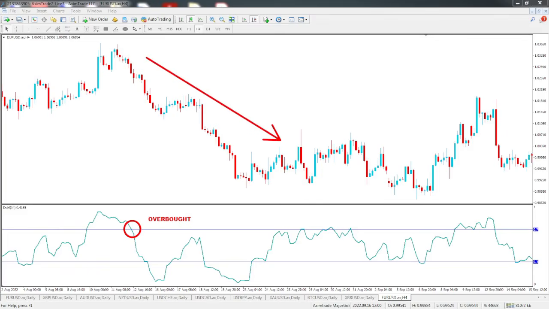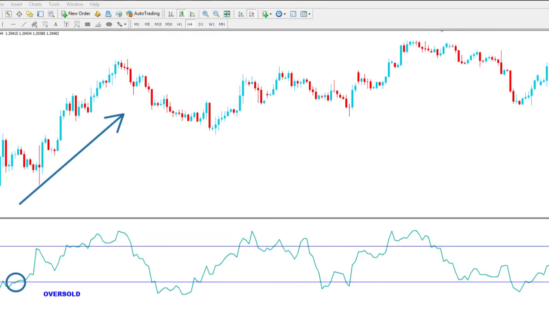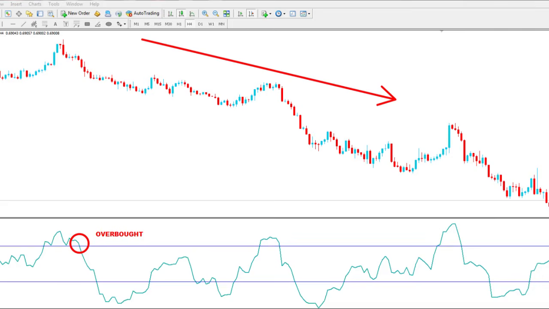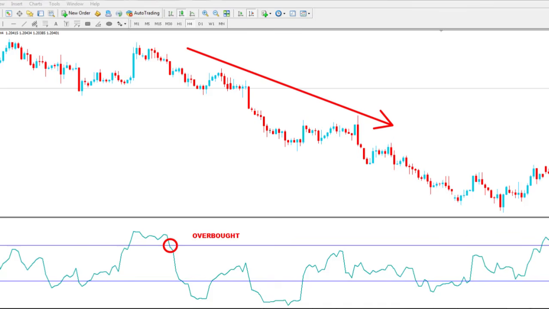The logic behind this strategy is that when the market rallies too much, it is more likely to make a pullback or change its current direction. On the other hand, if the market falls too much, it's more likely to make a bounce or change its direction from downtrend to uptrend. Here are some examples of how the DeMarker indicator can assist in identifying market tops and bottoms.